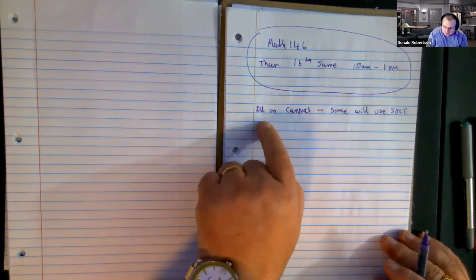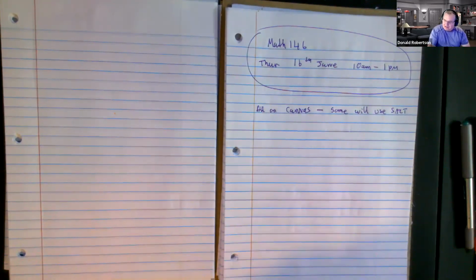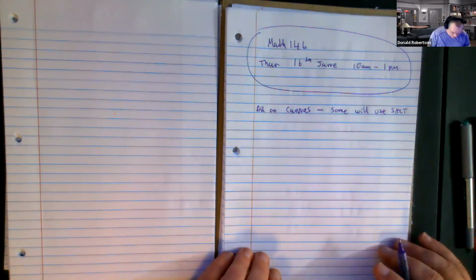So everything's going to be in Canvas, right? There'll be a PDF with all your questions. And then some of those questions, like the one we just did a minute ago, that kind of question or something like it, you would go to SALT to do all the number crunching, write down the answers and move on.